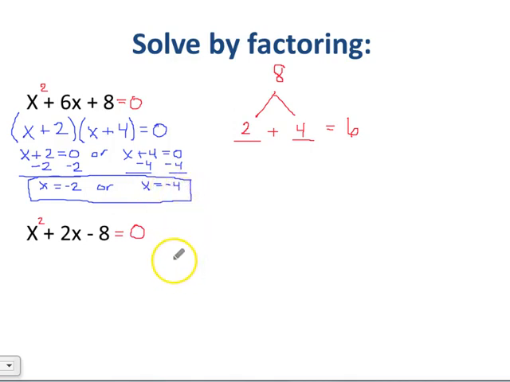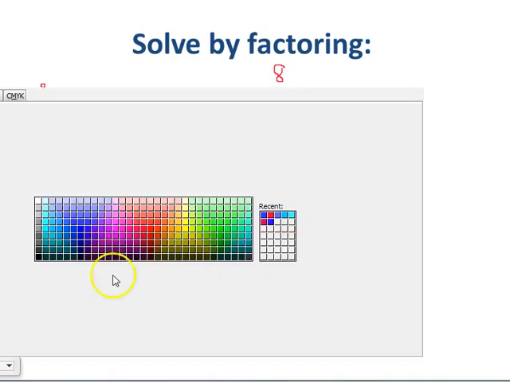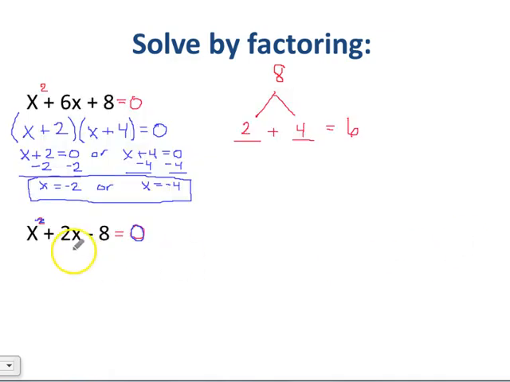If you want to try the second problem on your own now, go ahead and click pause and work through that. So we've got x squared plus 2x minus 8 equals 0. The first thing we want to do is factor. So I'm looking for factors of negative 8 that when I add them together equal positive 2. I know that when I multiply them, they have to be negative, so one of them has to be negative and the other positive.